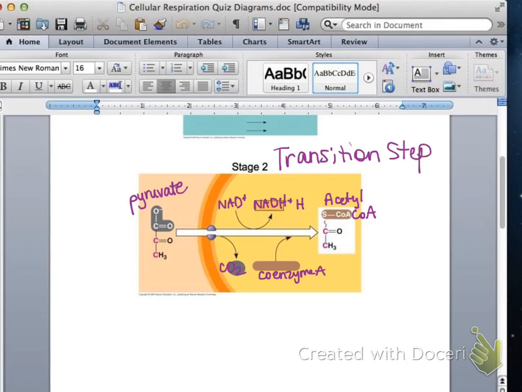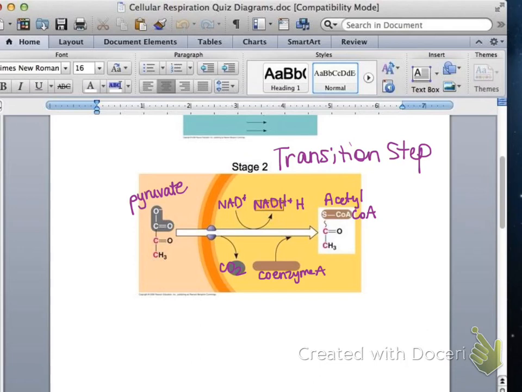Basically what we need to do, we talked about glycolysis and how the product of glycolysis is two molecules of pyruvate. So the pyruvate is formed in the cytoplasm of the cell, and now it needs to be imported into the mitochondrial matrix where the next step will take place. The next step is called the citric acid cycle, or it used to be called the Krebs cycle, so you may hear either one of those terms.